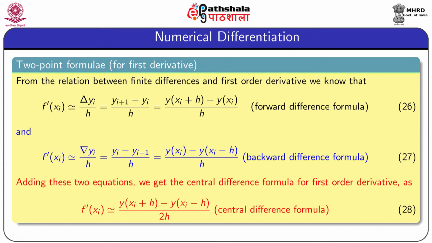Adding these two formulas, we obtain another formula called the central difference formula for the first order derivative, and this one is given by equation 28. That is, the first derivative of f at xi is approximately equal to y at x plus h minus y at x minus h divided by twice h. This formula is known as the central difference formula, and it gives better results than the formulas given in equations 26 and 27. Note that all these formulas, that means equations 26, 27, 28, give the first derivative of y at the same point xi.